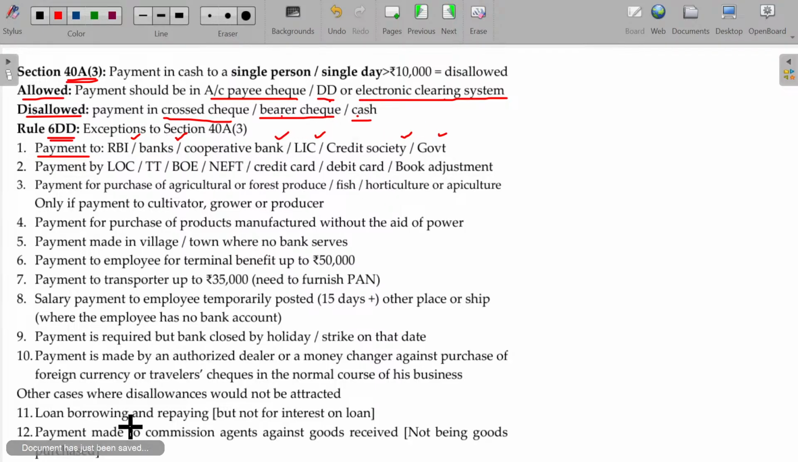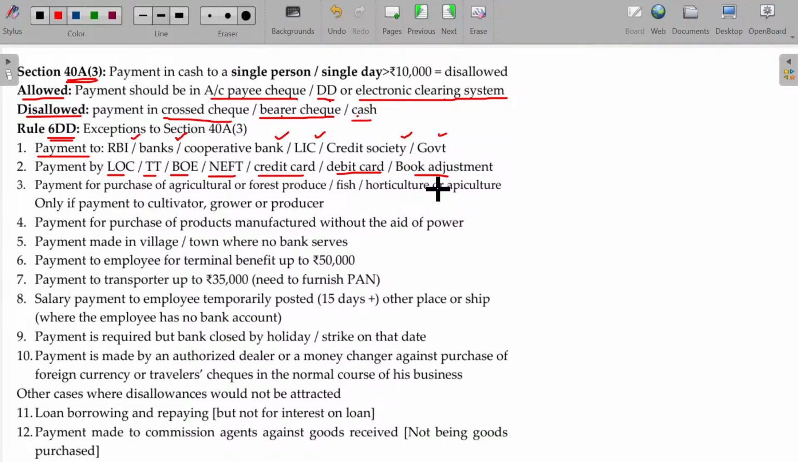In these cases, payment can be in the form of cash beyond 10,000 and still qualify to be deductible. Even payment by way of LOC, TT, BOE (bill of exchange), NEFT, credit card, debit card, or book adjustments is allowed. Letter of credit: I am giving a letter for supplying goods on credit, called a letter of credit. So the letter of credit may not be treated as a cash transaction, so it will be allowed. Telegraphic transfer is also allowed.